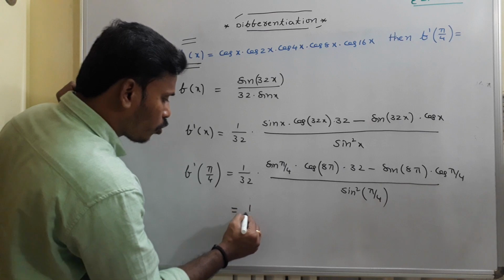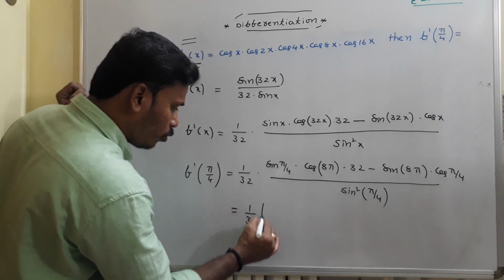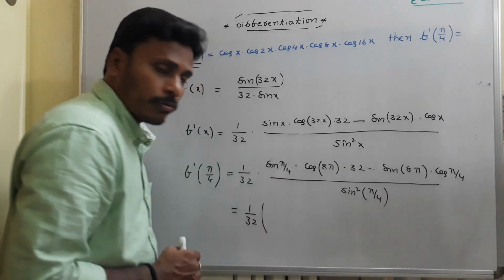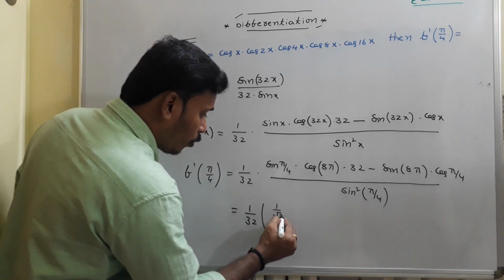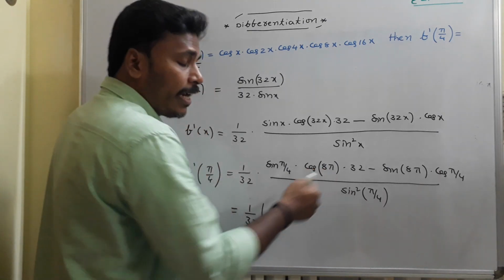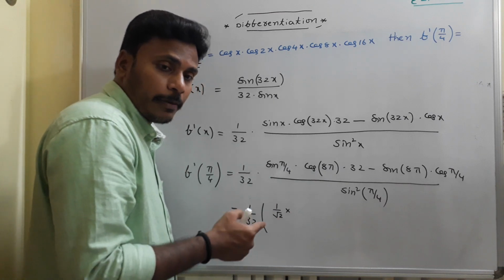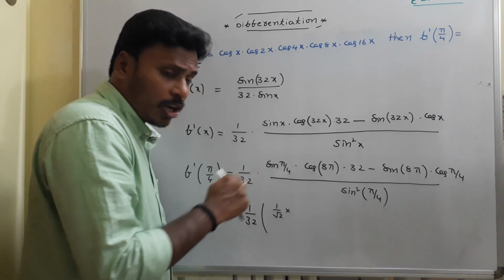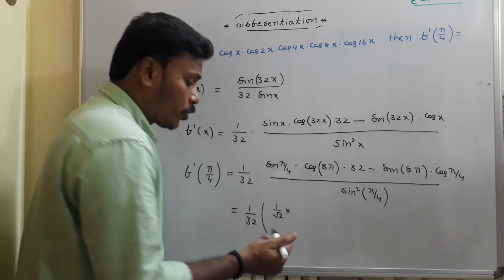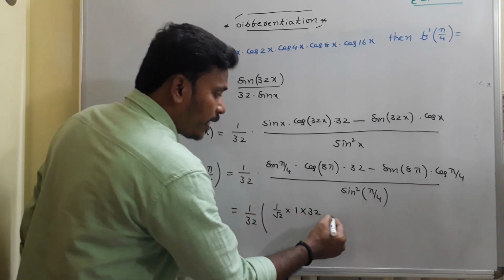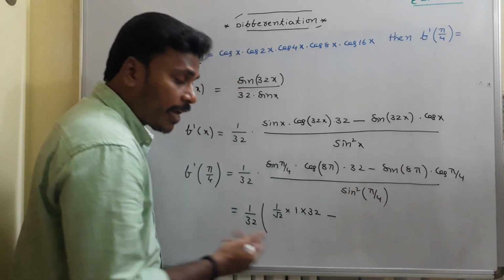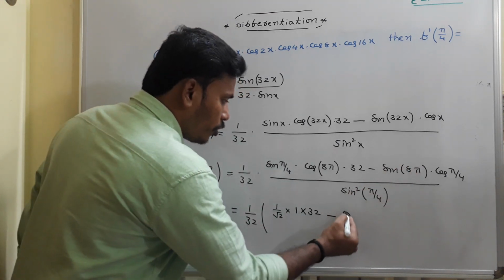Okay. So further we need to replace everything with the suitable values. So this is equal to 1 by 32 into sin pi by 4 is what? 1 by root 2, right? Sin pi by 4 is 1 by root 2 into cos 8 pi. What do you say about cos 8 pi? It resembles cos 2 pi, right? Cos 0, which is 1. So 1 into 32 minus sin 8 pi. Sin 8 pi is 0. Okay, so this is 0.